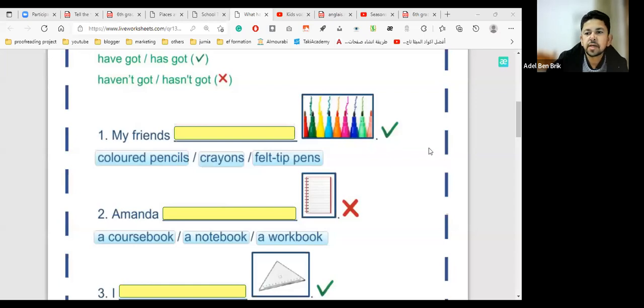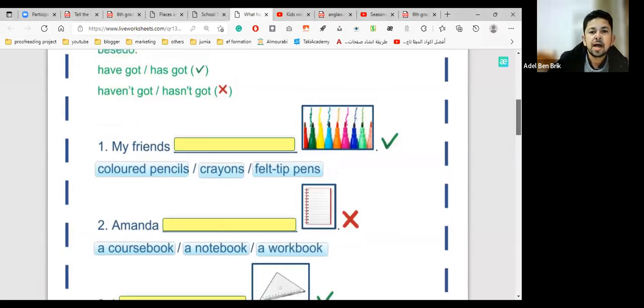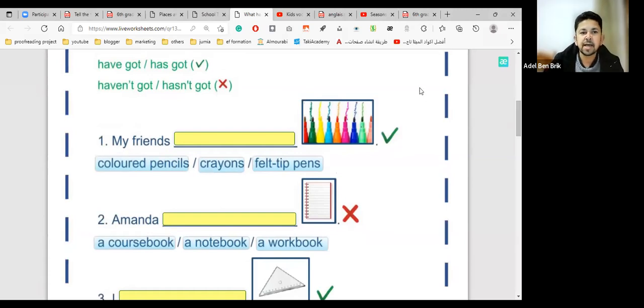Okay, so we can ask questions about school. For example, we say, I have got a pencil. She has got a ruler. They haven't got a chair. He hasn't got a table. We use have got, has got, haven't got, hasn't got in the negative for possession. Possession, yani empty leg, عندي ولا ما عنديش.